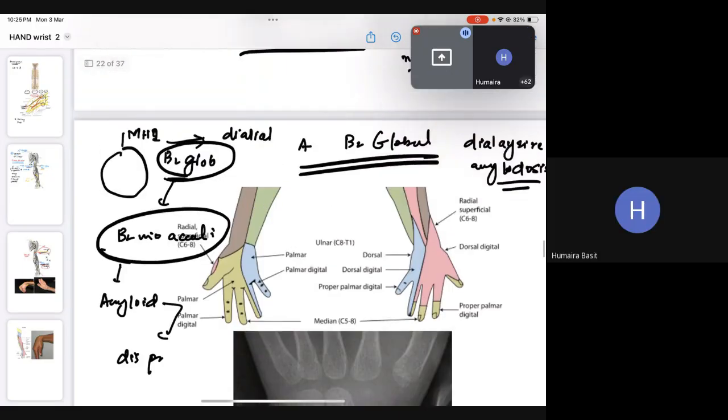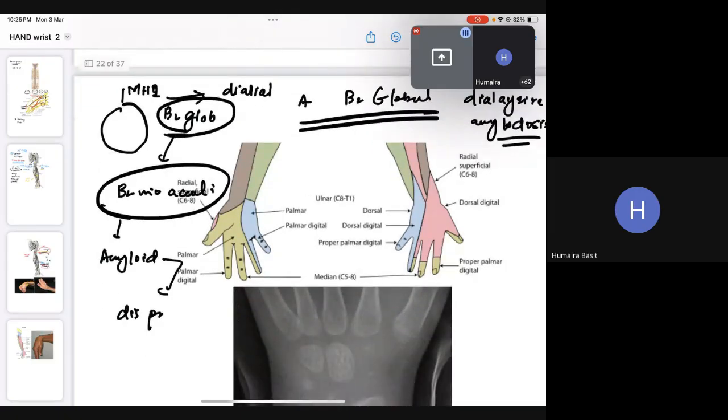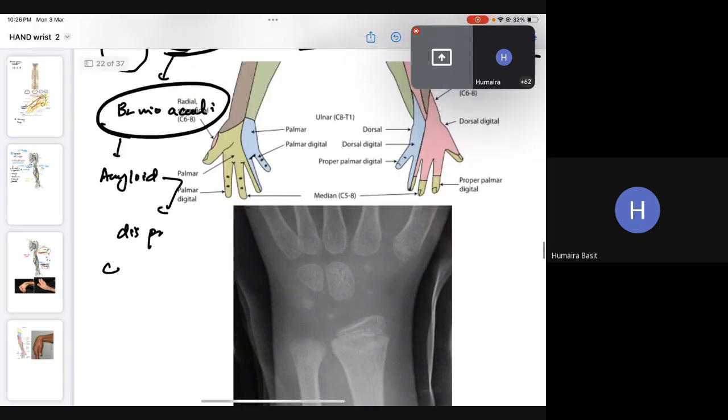But what happens here, dialysis cannot filter out your beta-2 microglobulin, which is basically a structural component of your MHC1. So with time, beta-2 microglobulin can accumulate, and it starts depositing in different structures of your body. And one of those is, yes, the flexor retinaculum, which can give you carpal tunnel syndrome. Is that clear? Hello? Carpal tunnel syndrome, right?